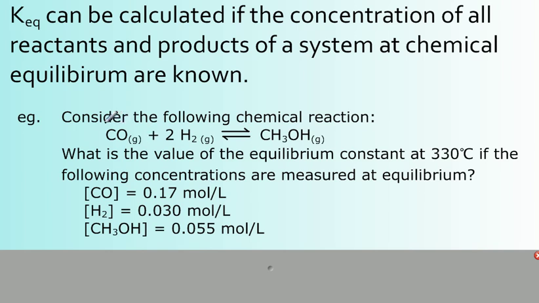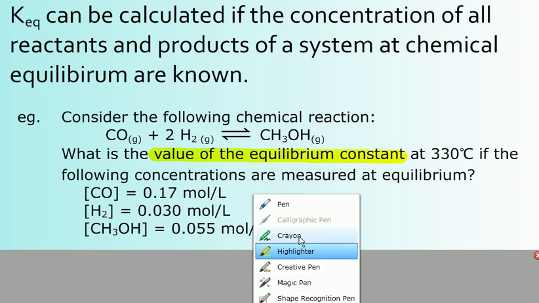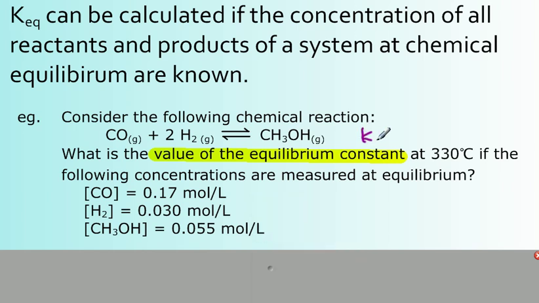So if we consider the following reaction, we have carbon monoxide reacting with hydrogen to produce methanol. This question is asking us, what is the value of the equilibrium constant? So it's asking for a numeric value. So that's KEQ. What's the value of KEQ at equilibrium if we measure the following concentrations?